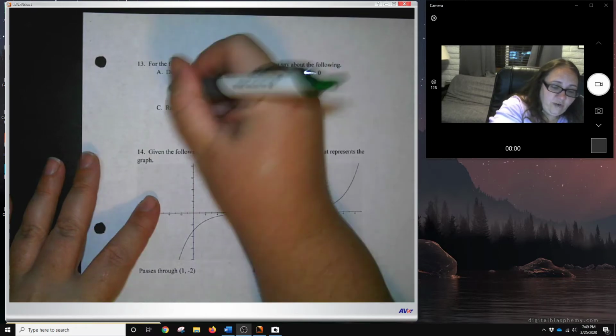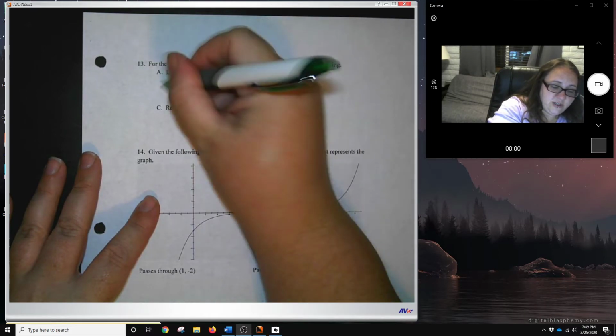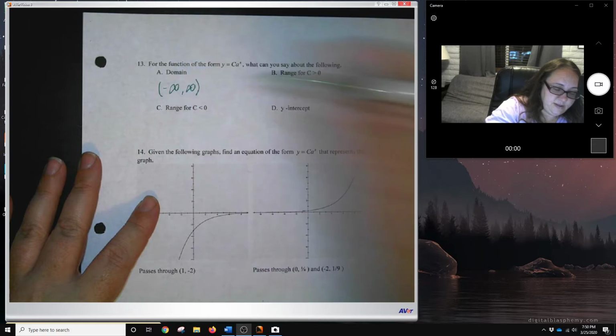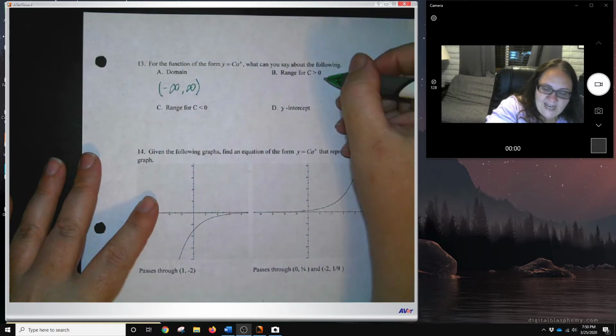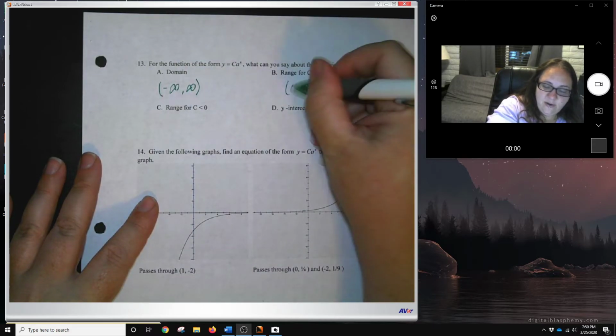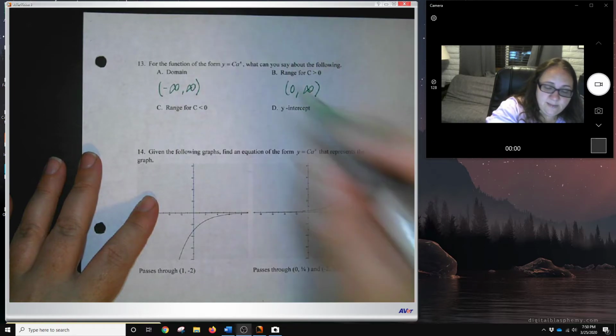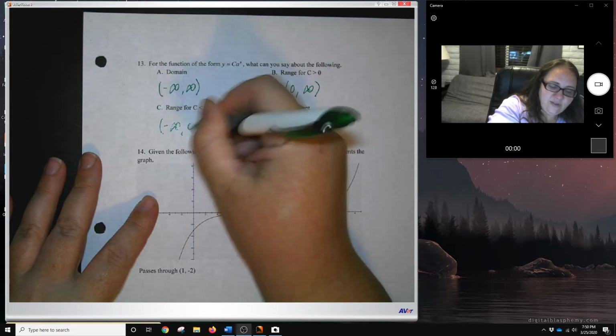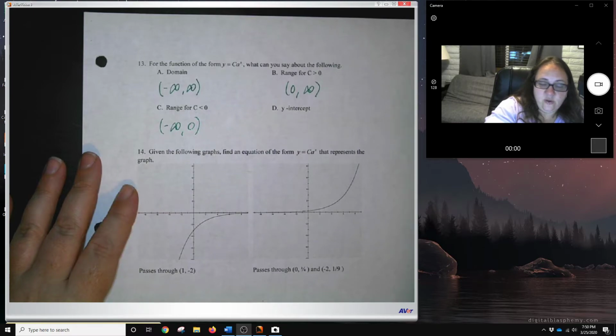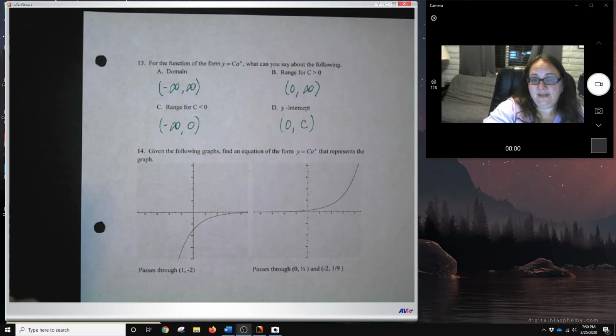Domain is still all real numbers. If we have a constant in front, domain is still all real numbers. Range, if c is greater than 0, if c is positive, the range is positives. If c is negative, the range is the negatives. And then the y-intercept is always going to be 0, c, whatever that constant is.